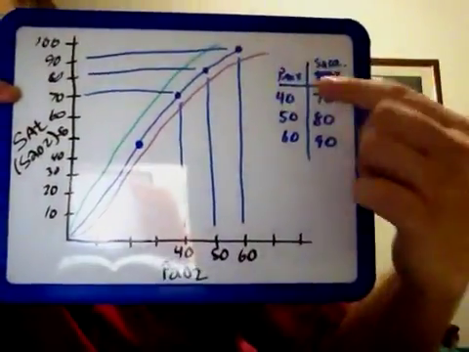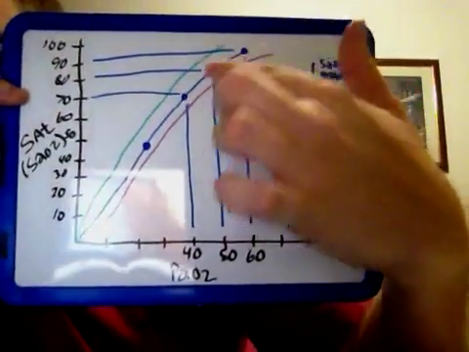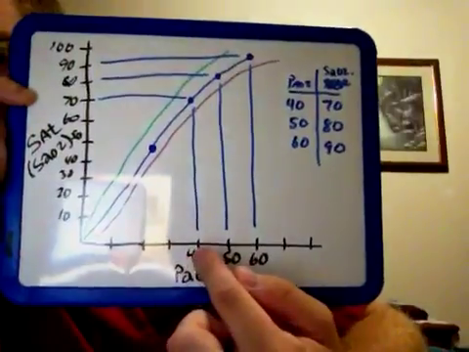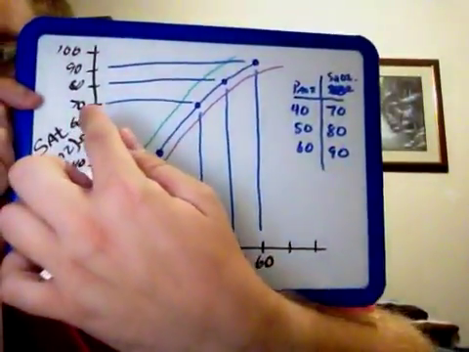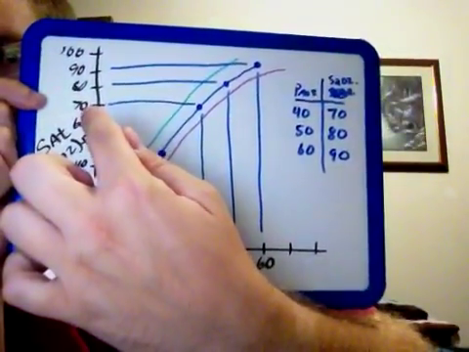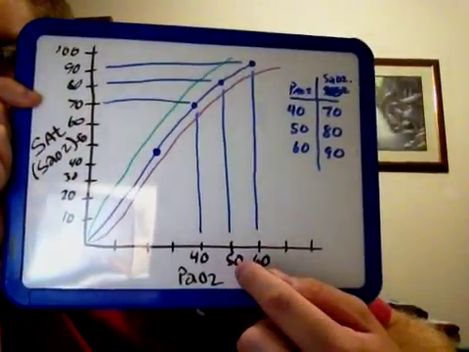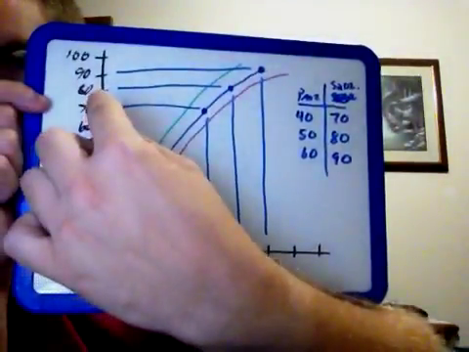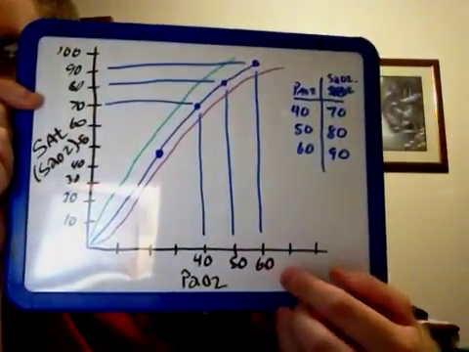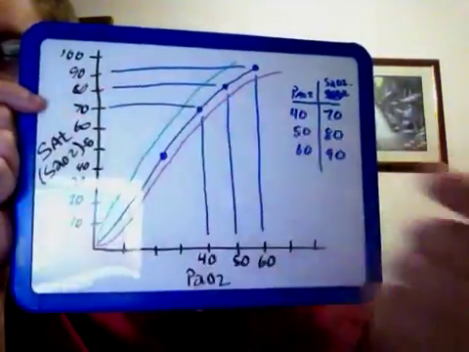But that's okay, because this will actually help us understand. I've taken this little chart that I've drawn and plotted it here. At a PaO2 of 40, I have a saturation of 70. At a PaO2 of 50, I have a saturation of 80, and at a PaO2 of 60, I have a saturation of 90.